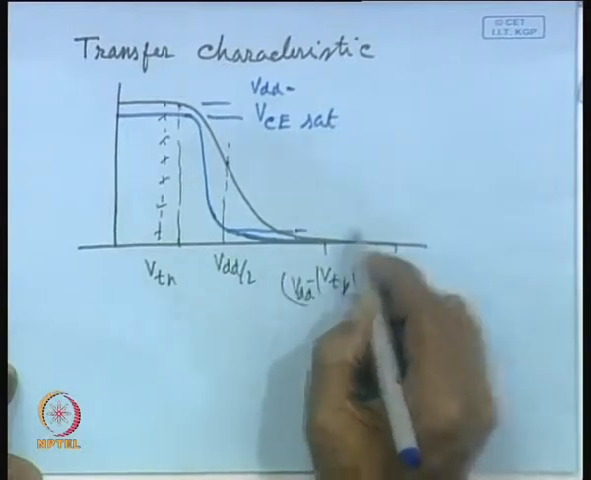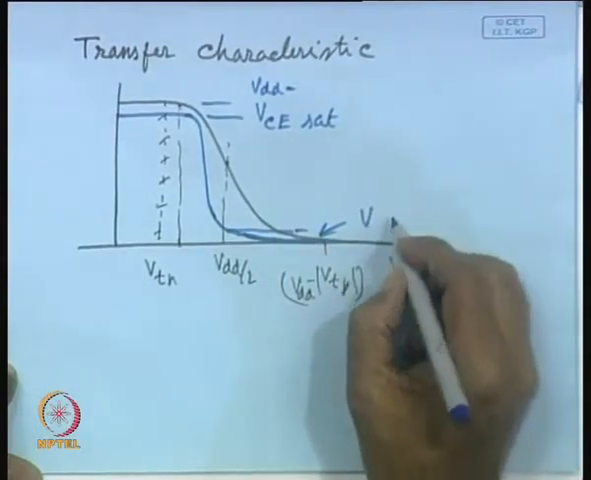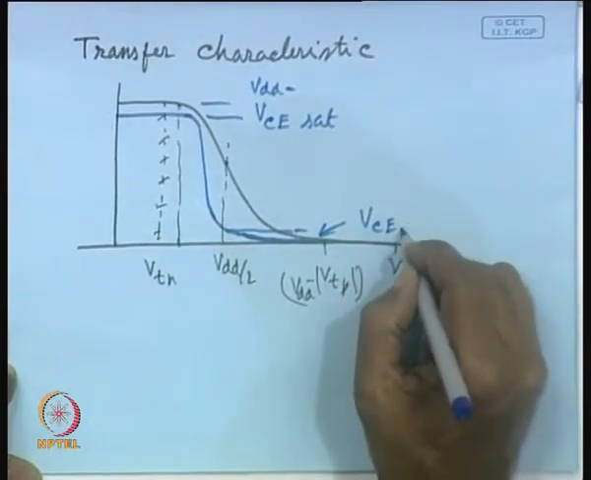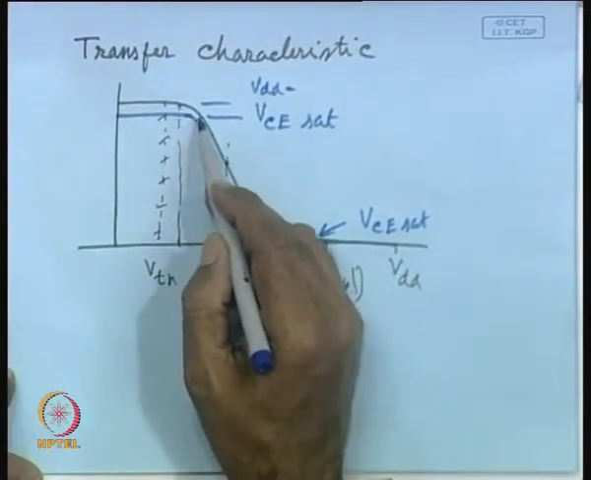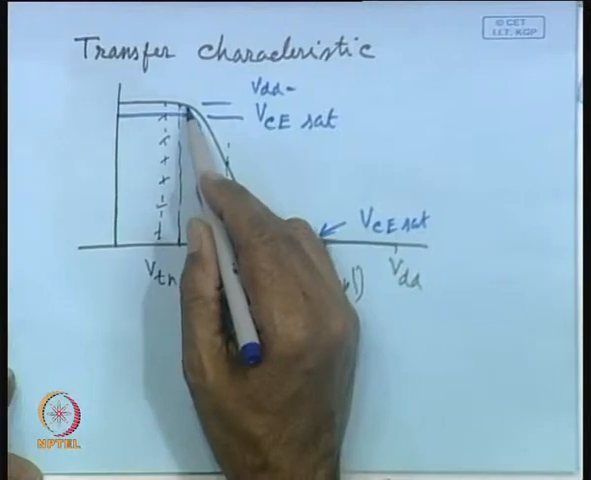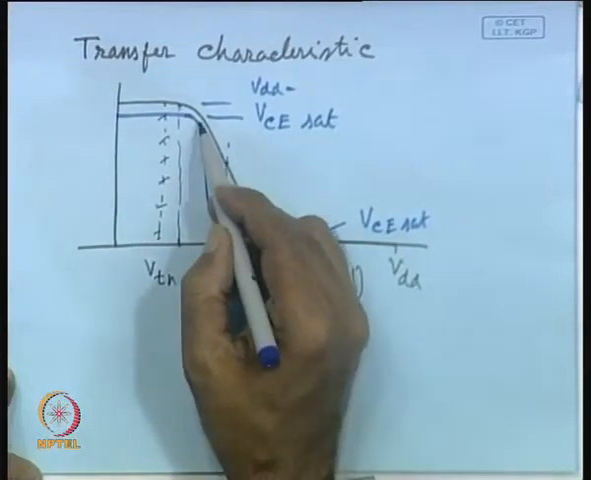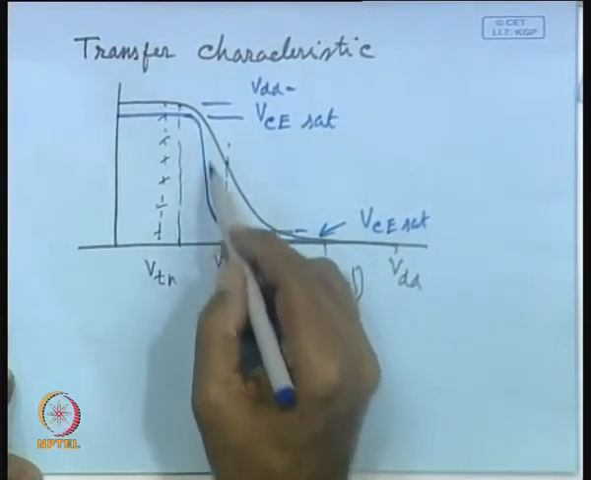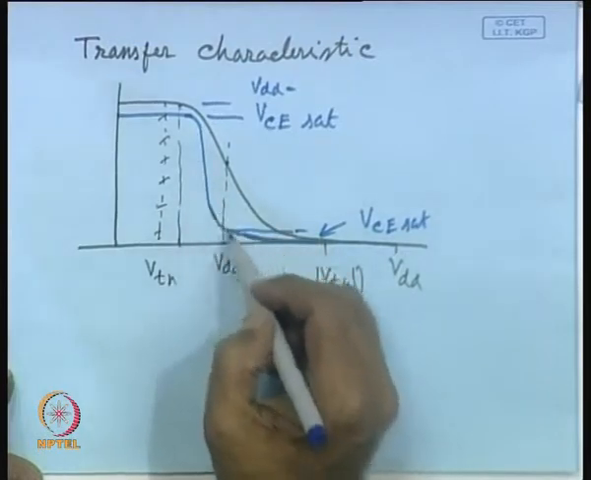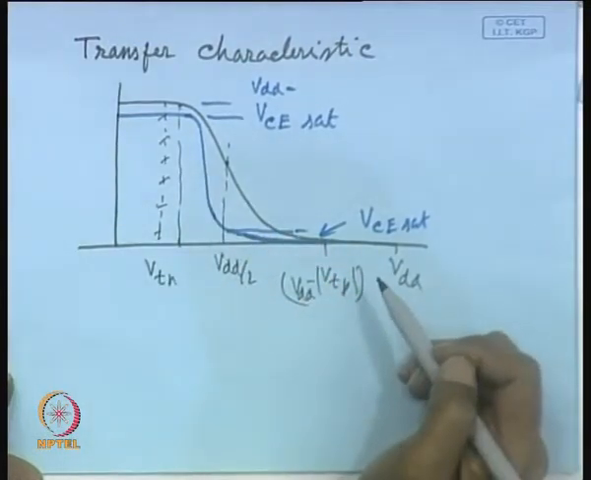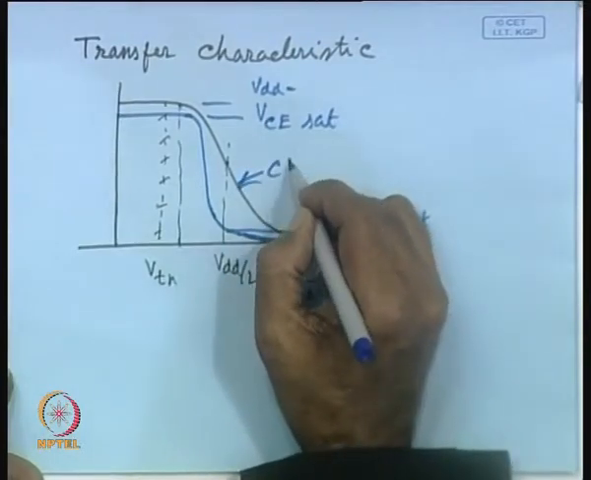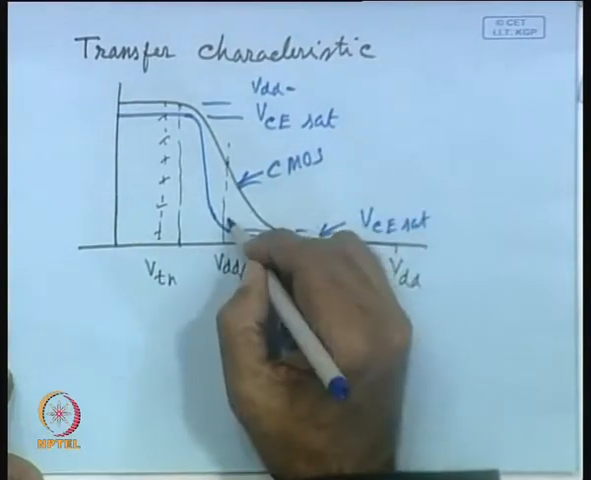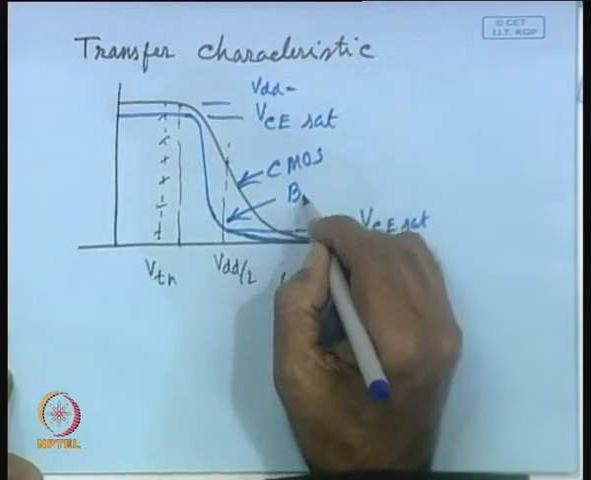Similarly, here we are getting VCE sat of the pull down device. So, we find that there are some small voltage drops here, but the transition will be very fast because of large switching. So, this is the transfer characteristic for CMOS and this is for BiCMOS.